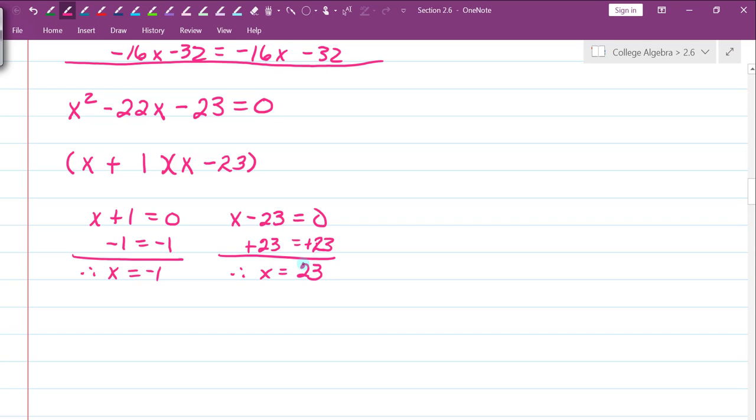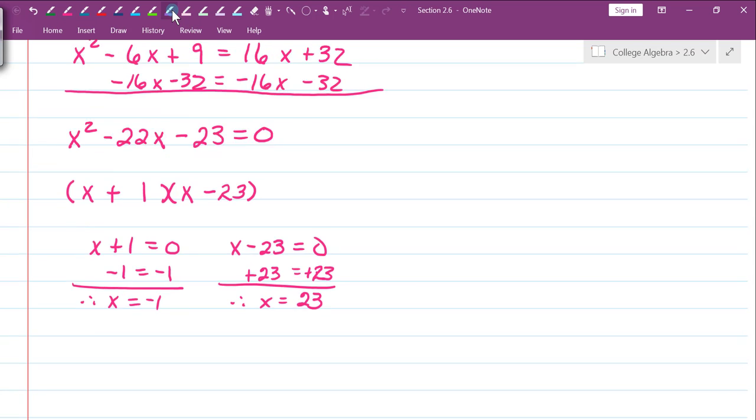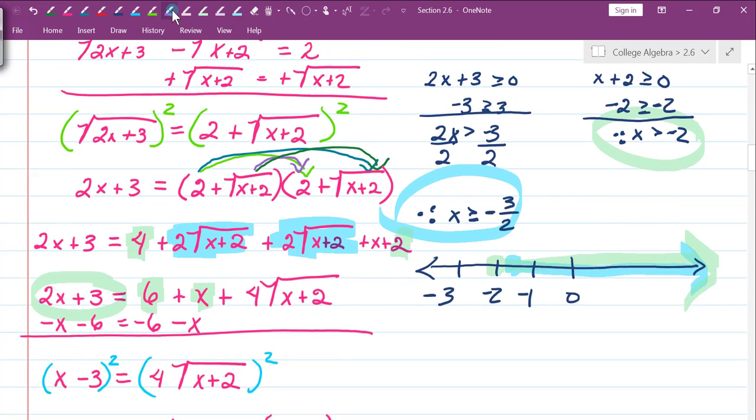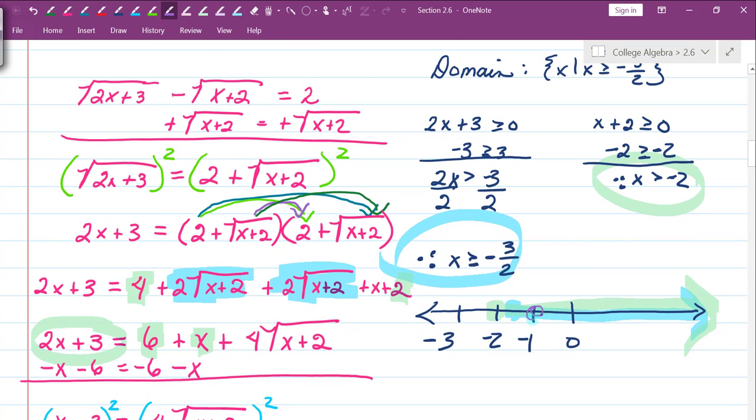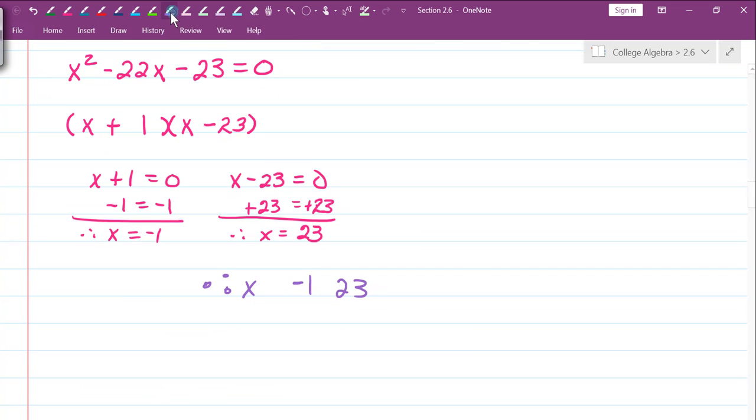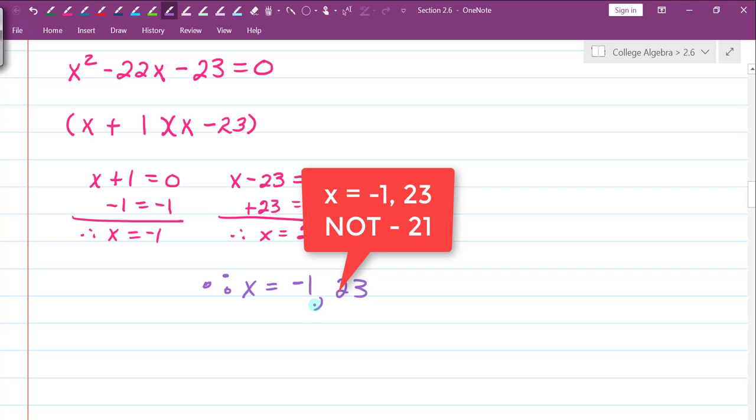I compare both of those answers to my domain. My domain said that x had to be greater or equal to negative 1/2. Well, negative 1 is indeed greater than negative 1 1/2, and my positive 23 is way over here. So both of those are fine. So therefore x is equal to negative 1 and 23.